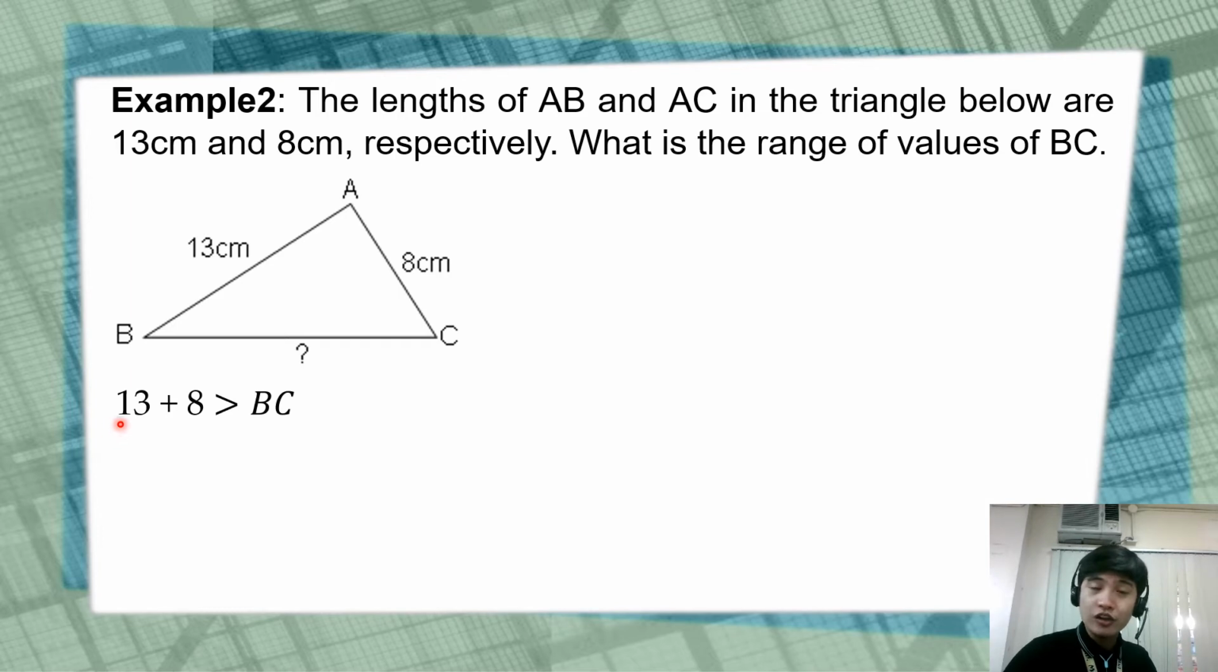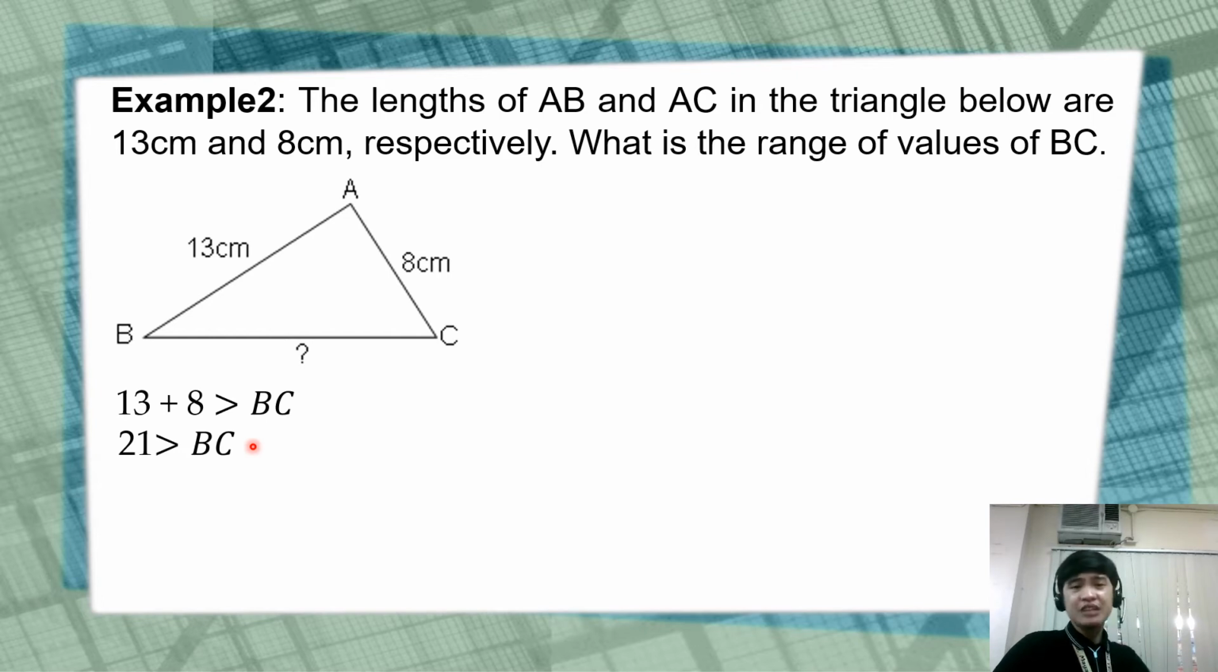So, for first condition, simplifying this one, we have 21 greater than BC. So, ang sinasabi lang sa first condition, si segment BC daw ay pwedeng maging any measurements na mas mababa kay 21. Okay? So, pwedeng 20.5, 19 cm, any values that are lesser than 21. Kasi sabi dito 21 is greater than BC.